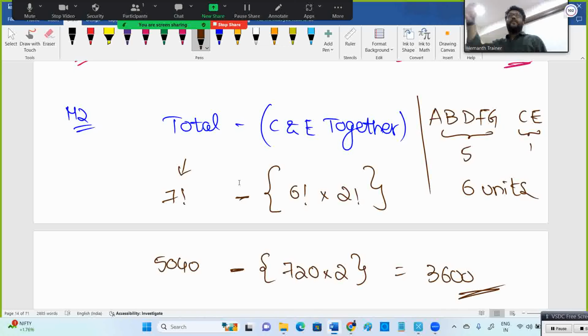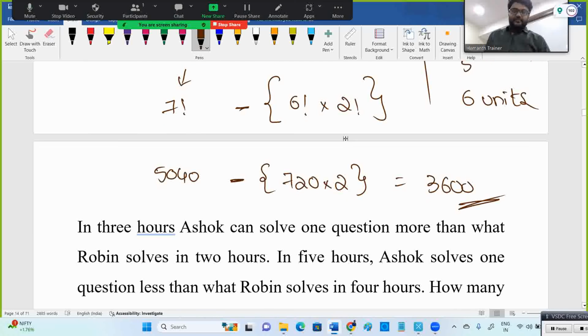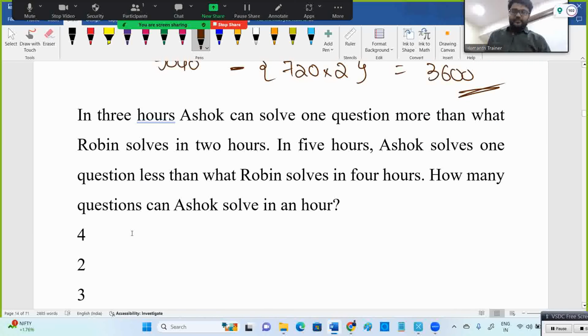Instead of 7 letters, go for 4 letters. Among 4 letters, C and D not together. Try, you will get a list of all those things you can write on paper. As this 3600 is a big number. Now see about this question.